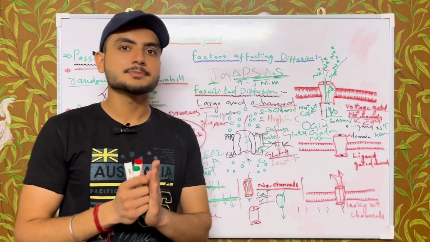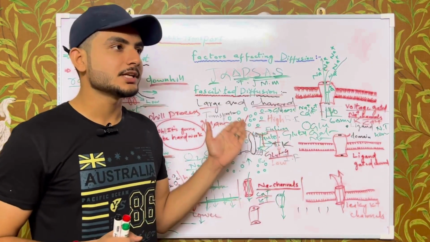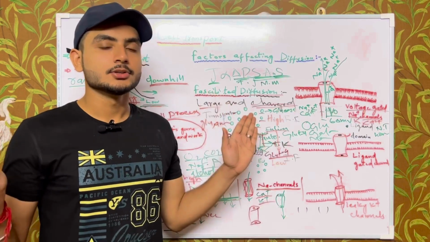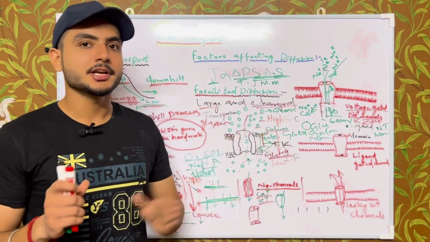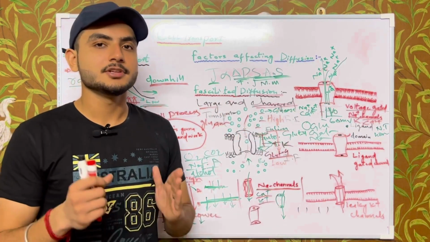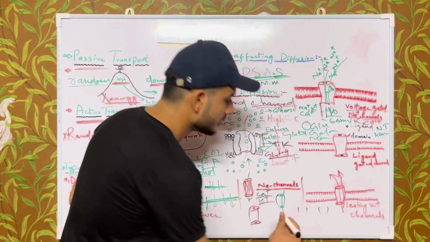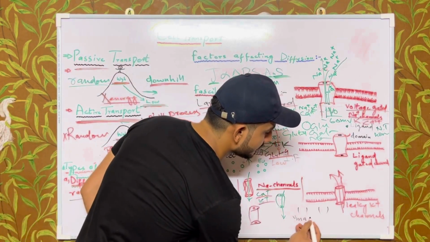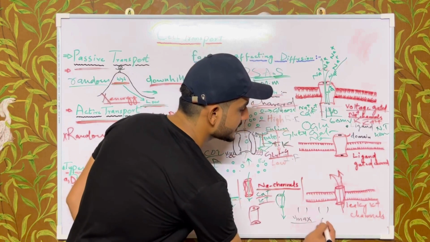Okay, so this must be clear to you. Because of the saturation, there won't be an increase in the rate. No matter how much you increase the concentration, the rate will remain the same, which is the V max in this case. Let's write it down. That is the maximum rate.